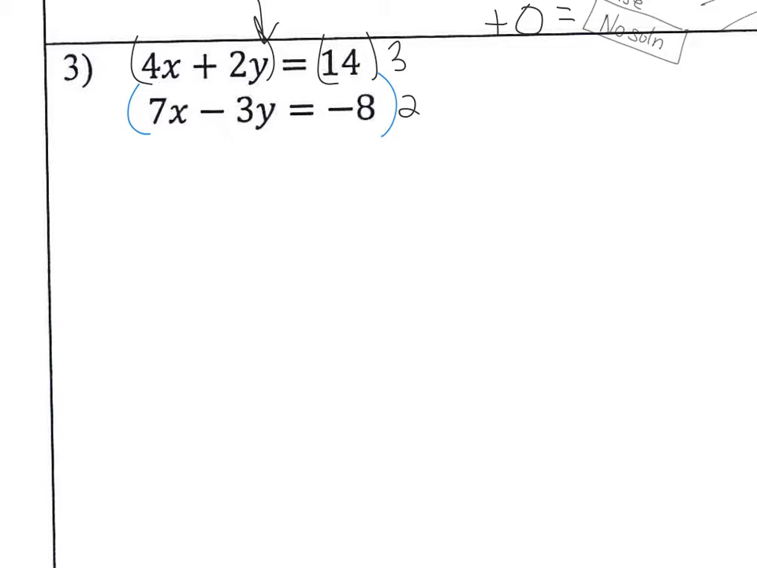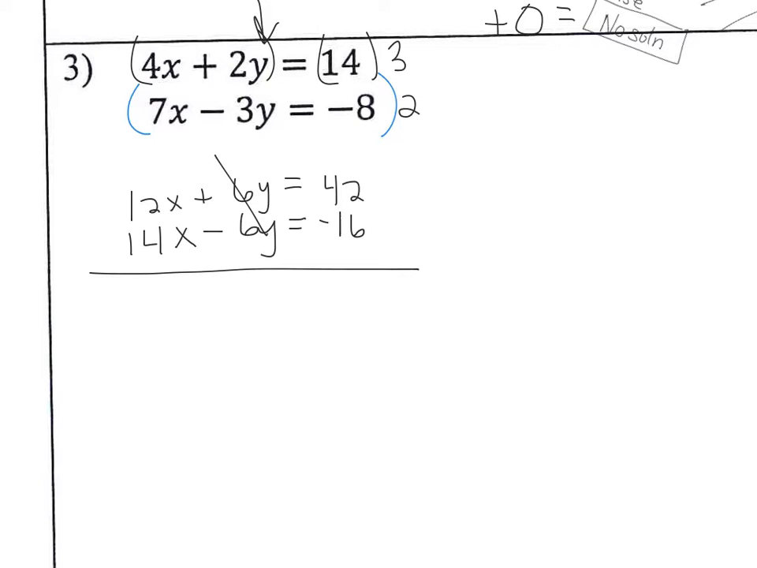So the top equation is going to turn into 12x plus 6y equals 42, because I multiplied all three terms by 3. Now I'm going to multiply all three terms by 2. It's going to be 14x minus 6y equals negative 16. If I add these up, I get 26x equals 42 minus 16, which is 26. Oops, I forgot the x. So this is going to be x equals 1.